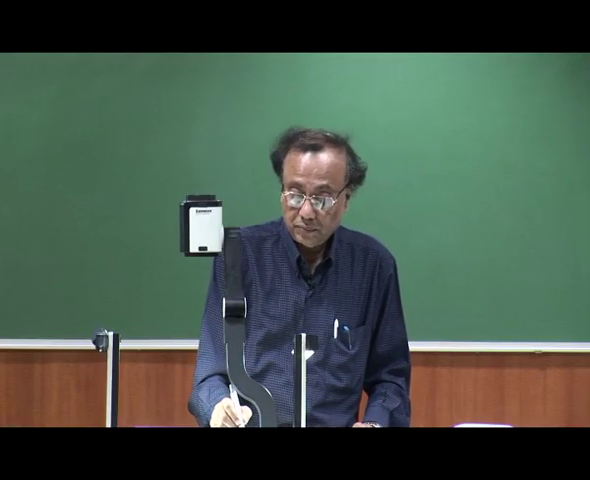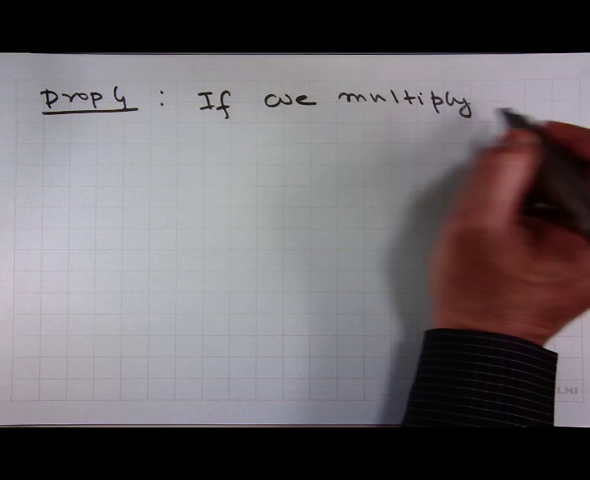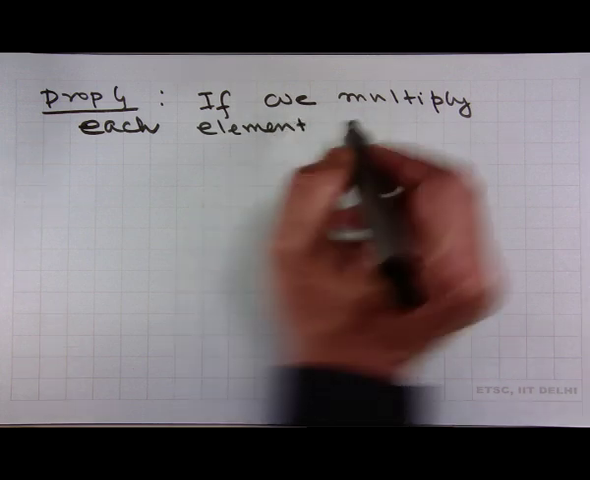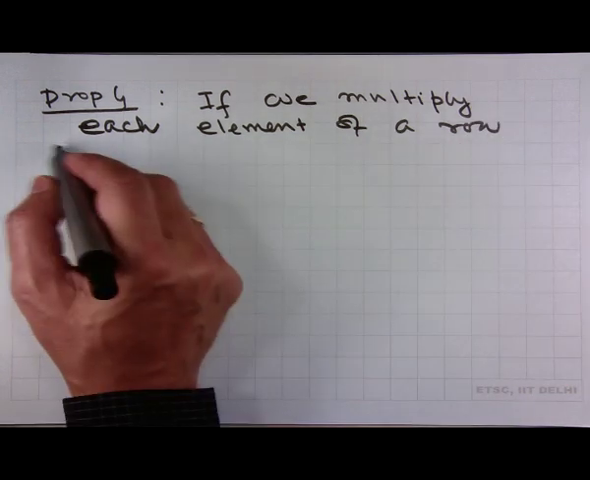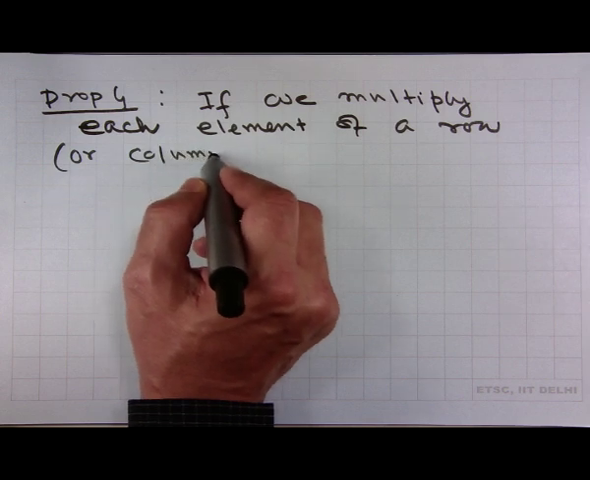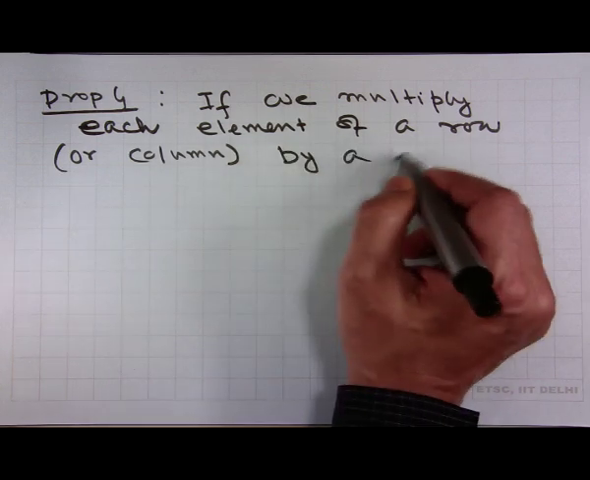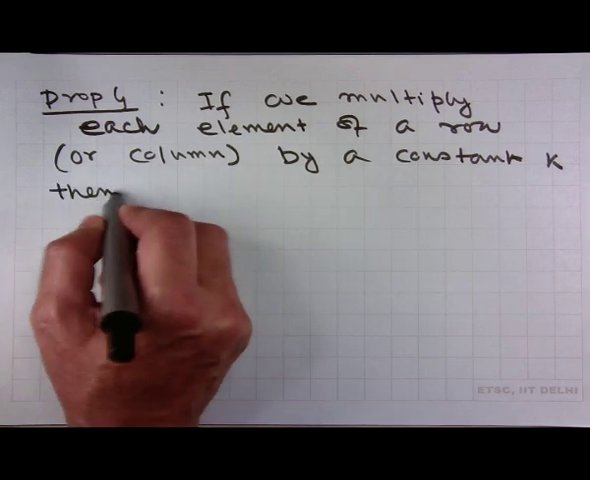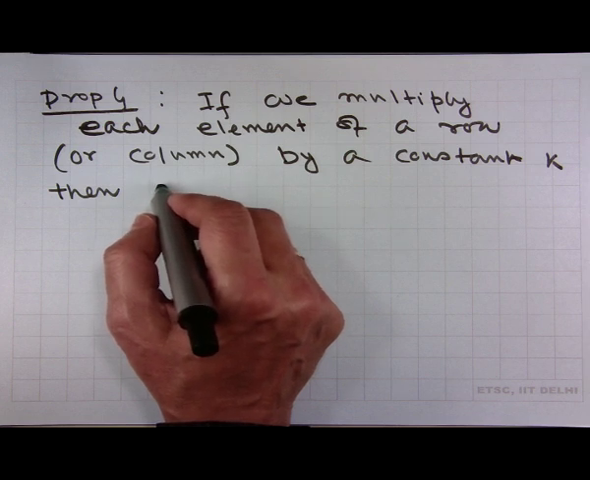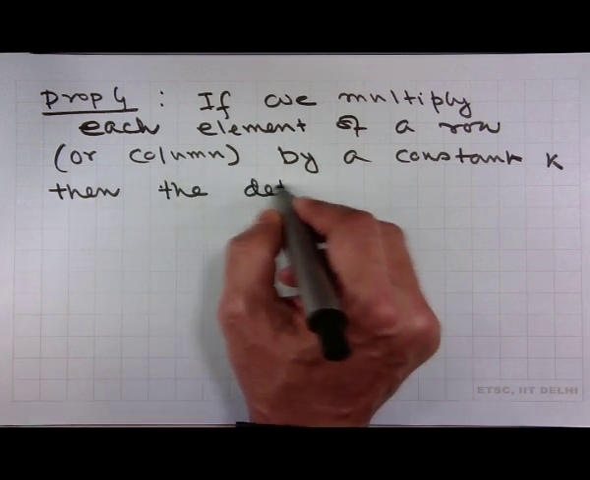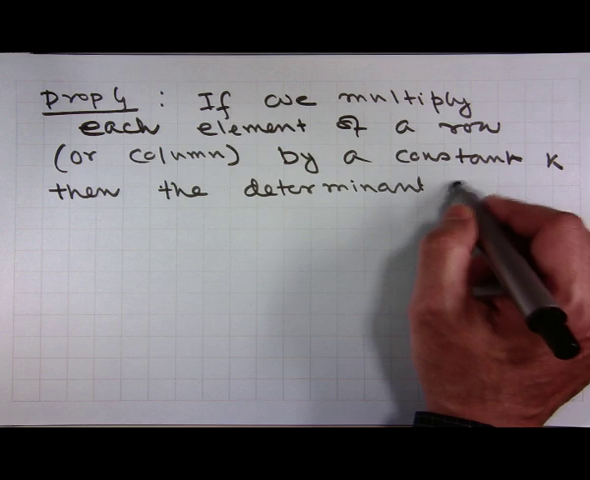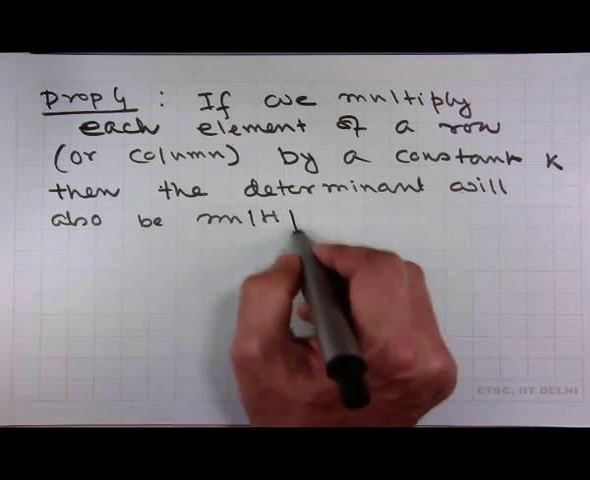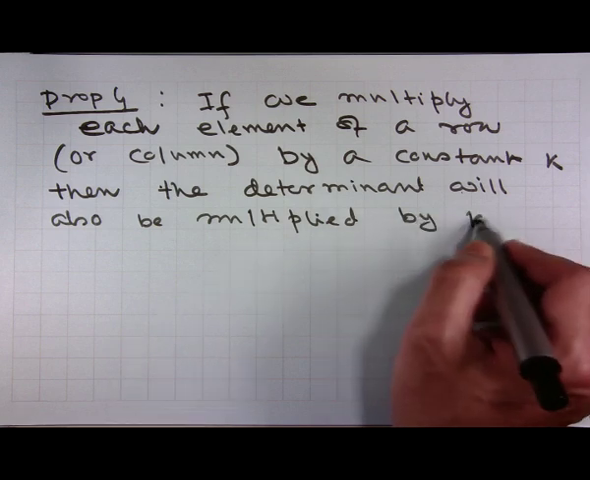Property 4, if we multiply each element of a row or column by a constant say k, then the determinant will also be multiplied by k.